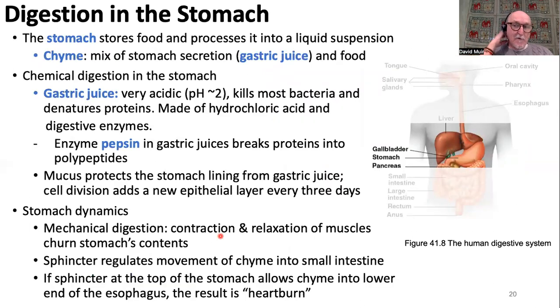Now, once the food arrives, the stomach is a very complex organ. It certainly is the initial storage area, and food is stored in the stomach and passed gradually into the rest of the digestive tract. But there are several digestive processes that take place inside the stomach.